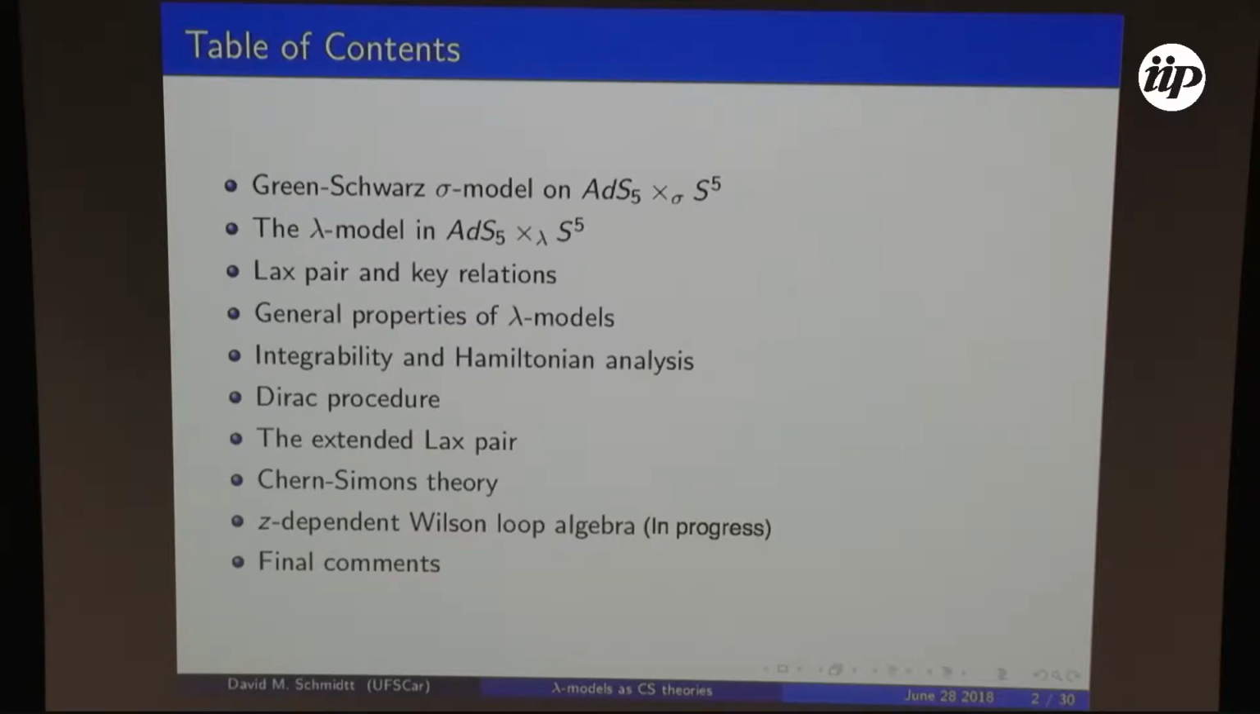Then I will comment on some properties of the lambda model that have been published in the last few years. Then I move to work on the classical integrability through Hamiltonian analysis. I need to run the Dirac algorithm. This is a tedious but necessary part of the construction, the connection of both theories. This allows me to construct and extend the Lax pair in a unique way. And then it is at this point that the Chern-Simons theory starts appearing.